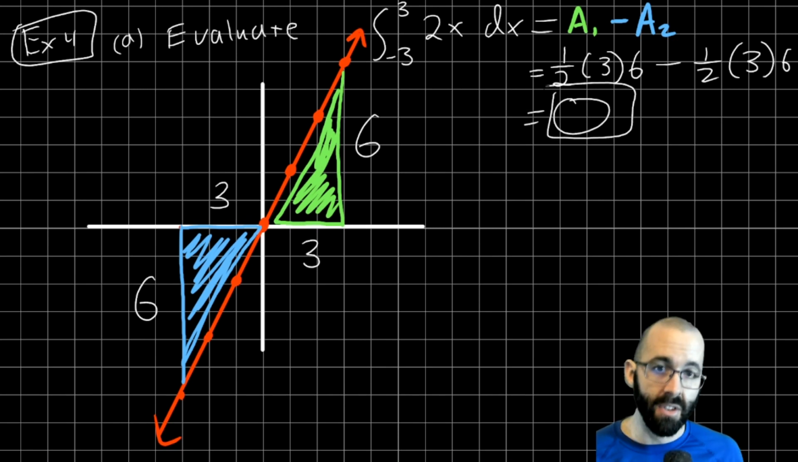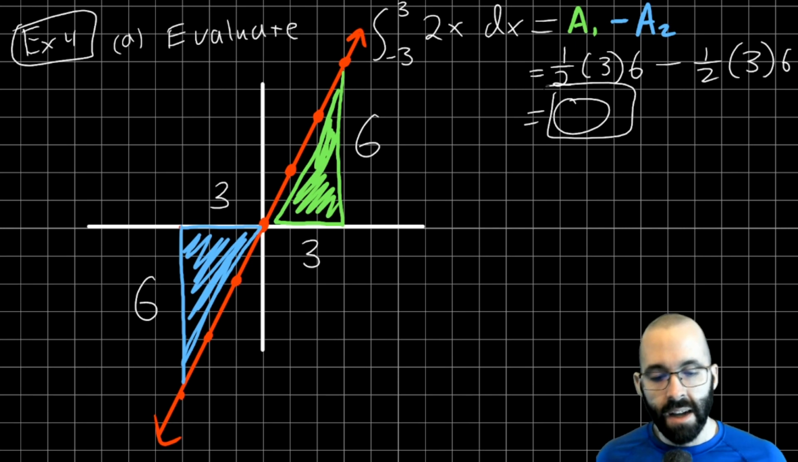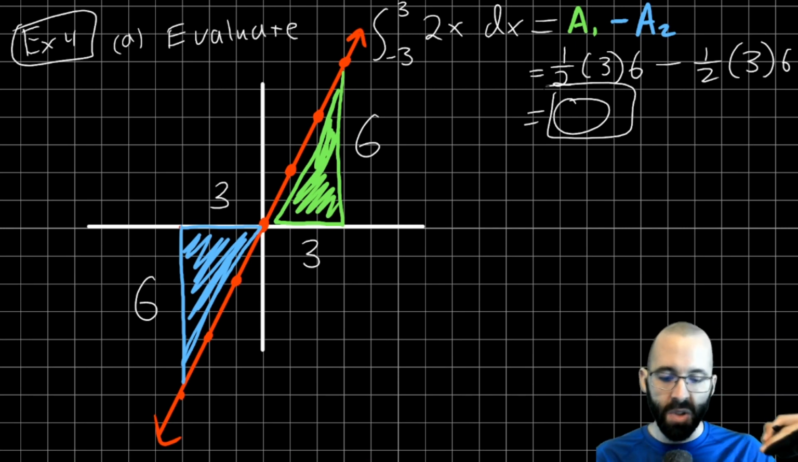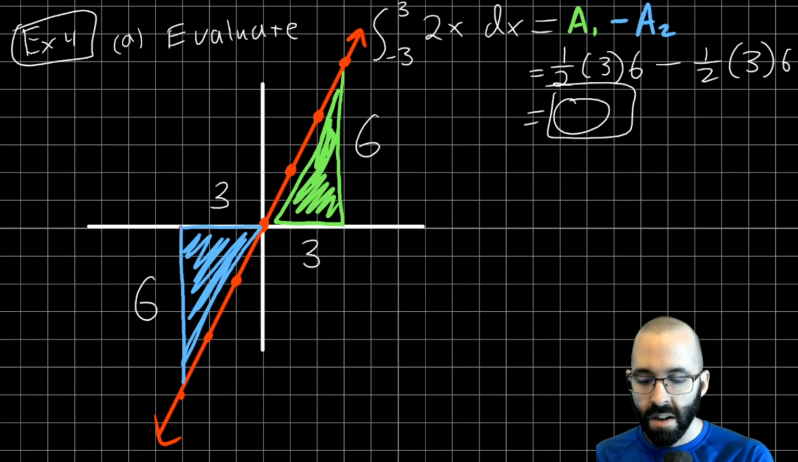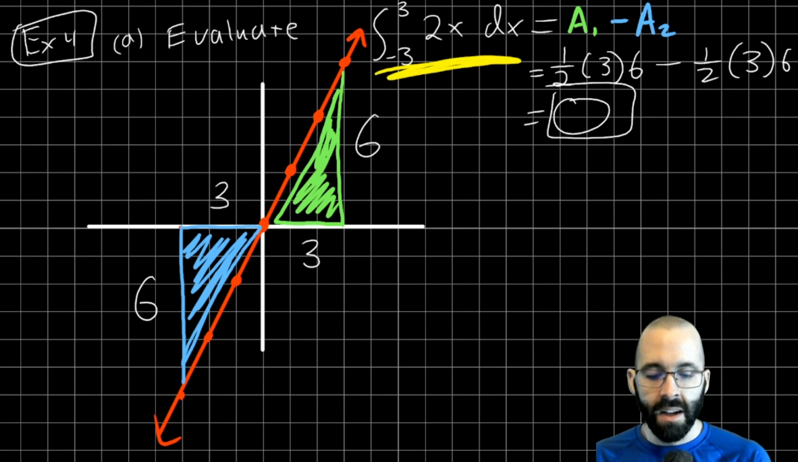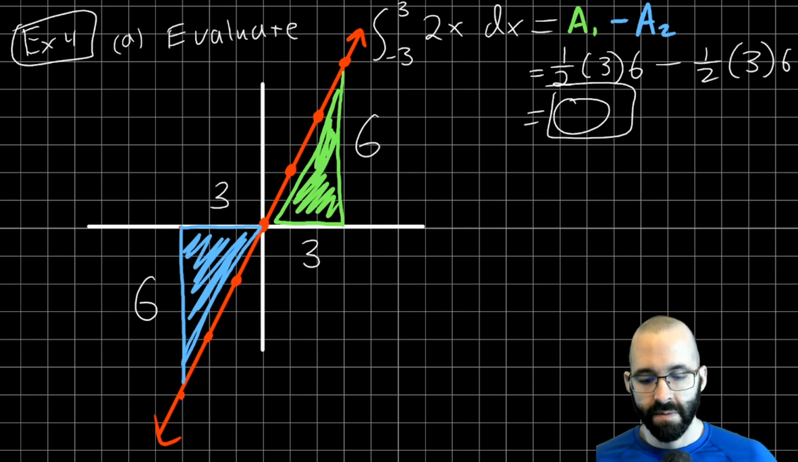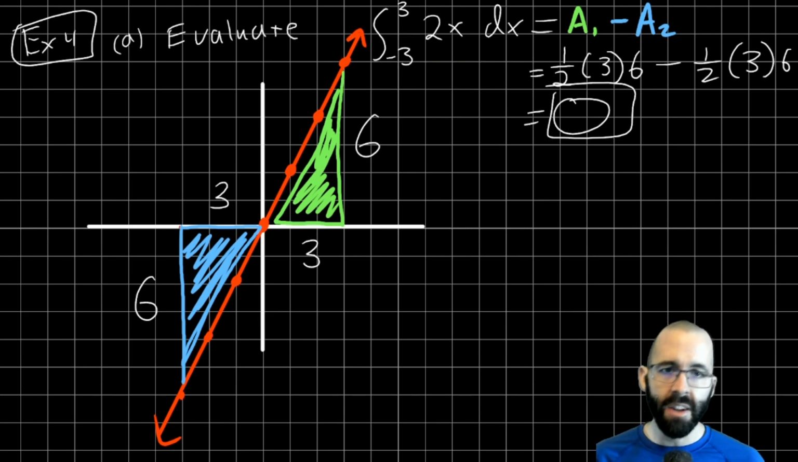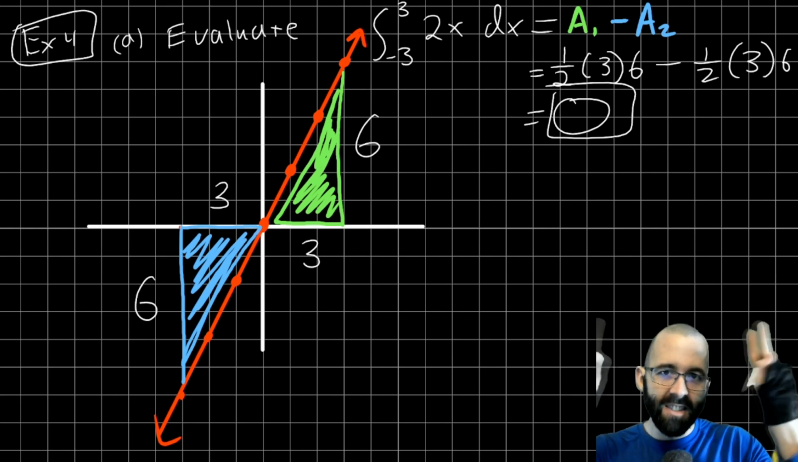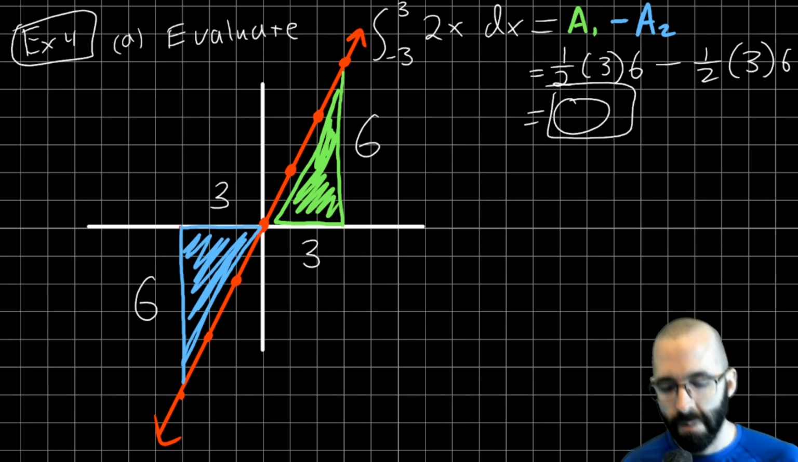So that's what we're actually doing here. Taking all the positive areas and subtracting all the blue areas because we are looking at an integral, which is net signed area. Okay, so definite integrals are areas, but we treat the areas as negative when they're under the curve.